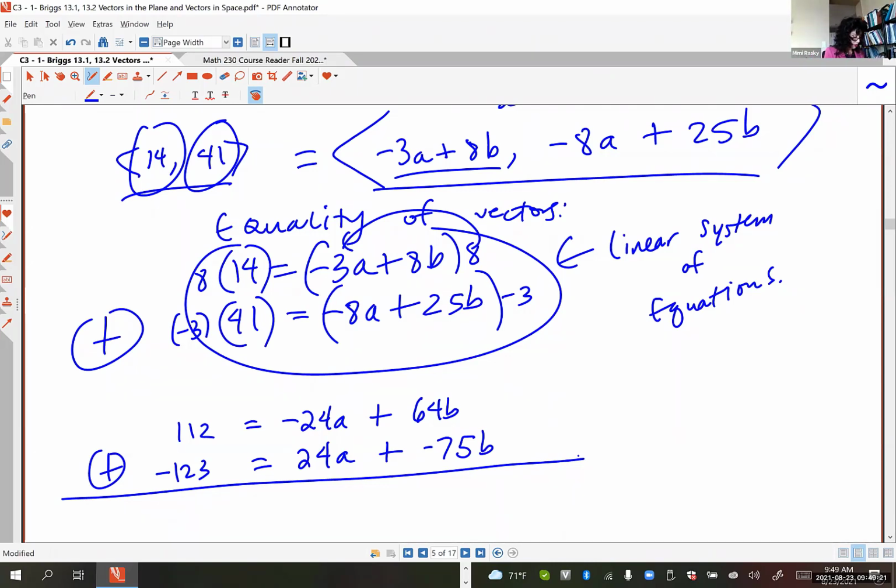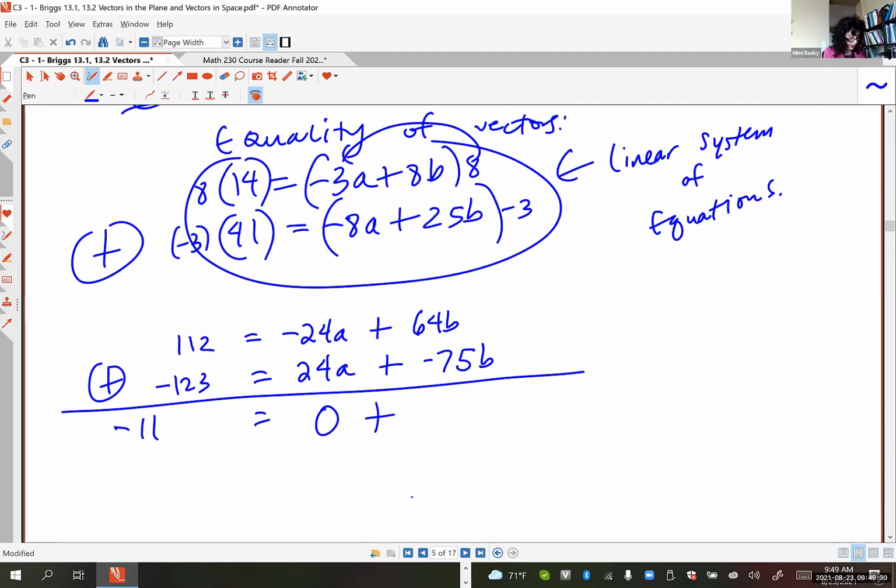So what is 112 minus 123? Quick. -11. Here I get 0. What's 64 minus 75? Quick. -11b. This will be easy to get b. b is going to be just -11 over -11, right?